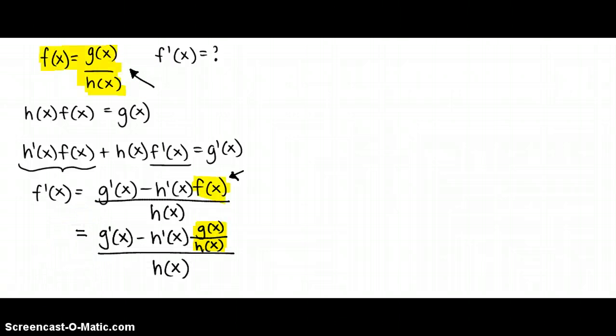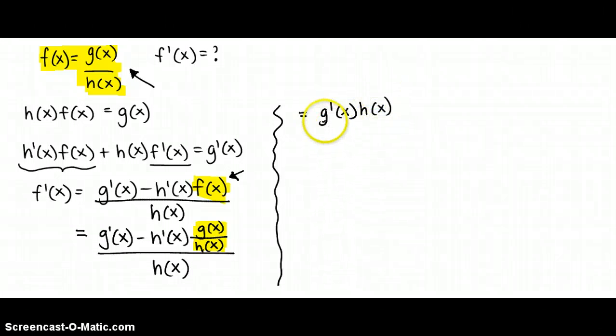Alright, this is looking pretty good, but we have some kind of ugly fractions in our equation, and I want to simplify it a little more. So I'm going to combine the terms in the numerator by creating a common denominator of h of x and putting the terms together. In order to write g prime of x with the denominator of h of x, I need to multiply top and bottom by h of x. And then I'll subtract the other term.